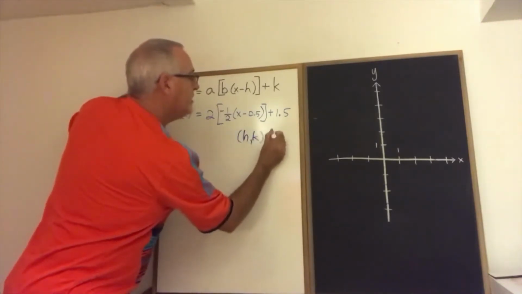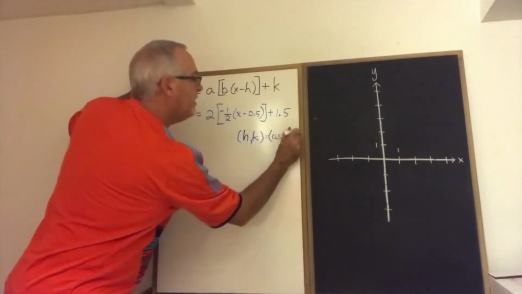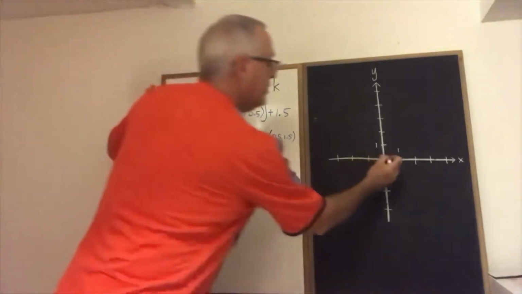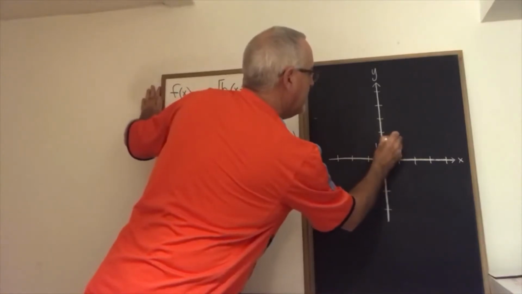And we have 0.5, 1.5. I can put a point on my graph right away. 0.5, 1.5 is going to be a closed circle right here.